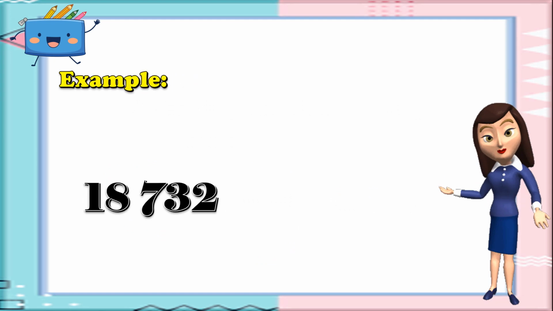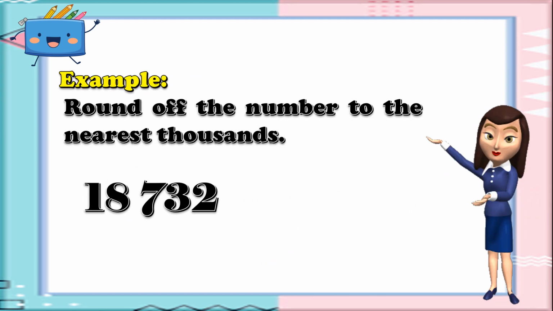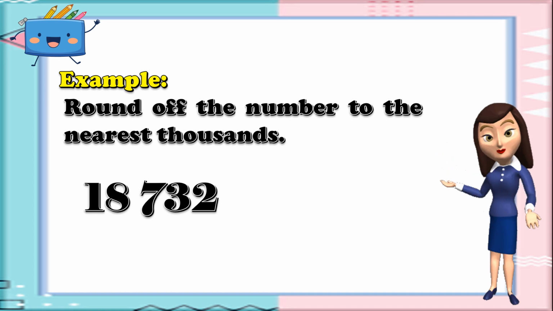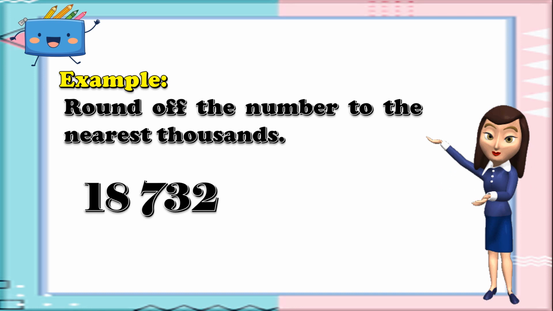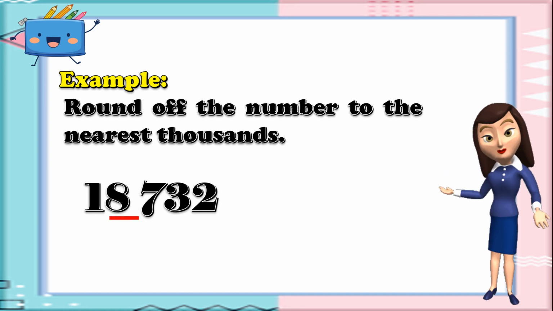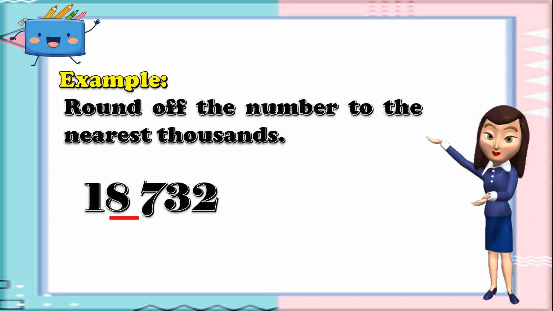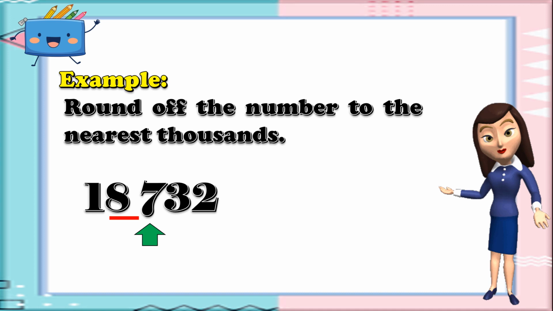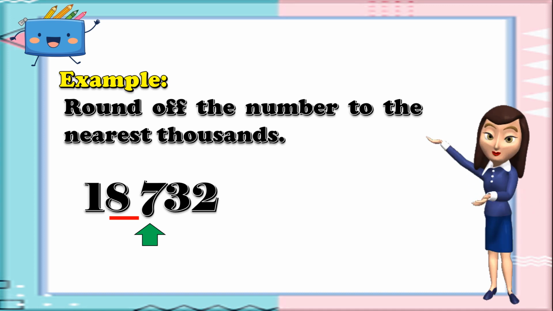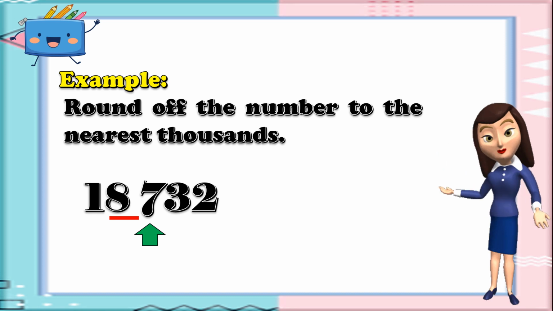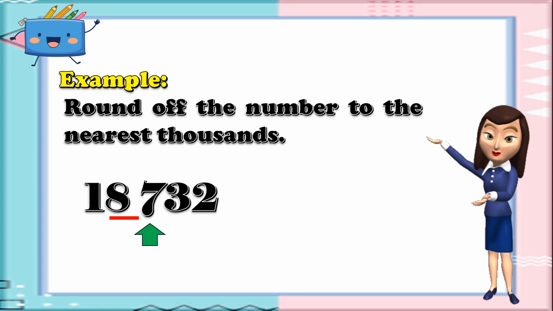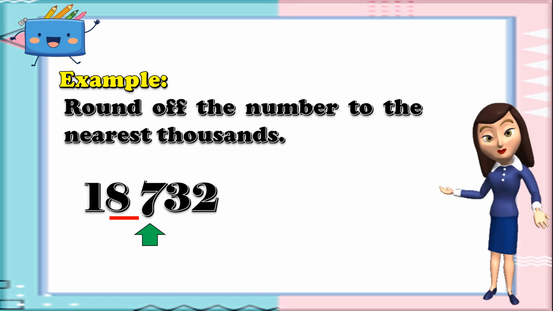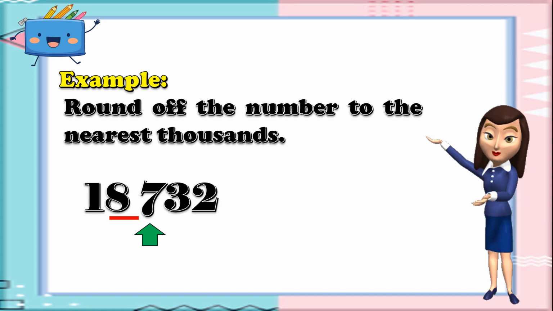And another example. So, round off again the number to the nearest thousands. So, katulad kanina, alin ang nasa thousands place? Tama, it's 8. Then, ano ang katabing number sa kanan ng 8? 7. So, ang 7 ba ay mababa sa 5 or greater than 5? Tama. Greater than 5, so tayo ay mag-round up. Kapag tayo ay nag-round up, anong ginagawa natin? Tama, nag-a-add tayo ng 1 sa rounding digit.